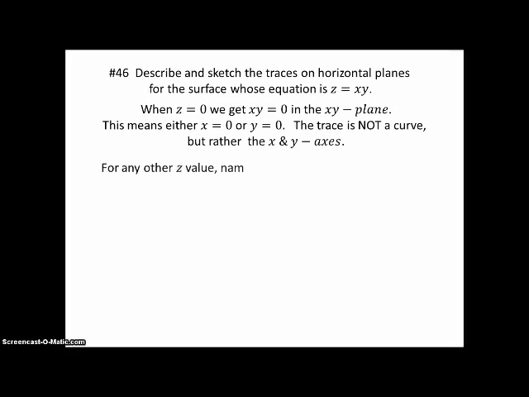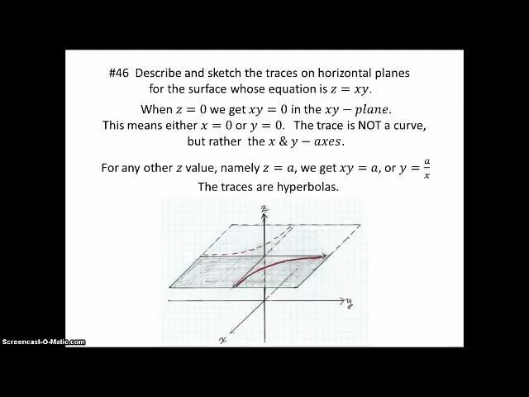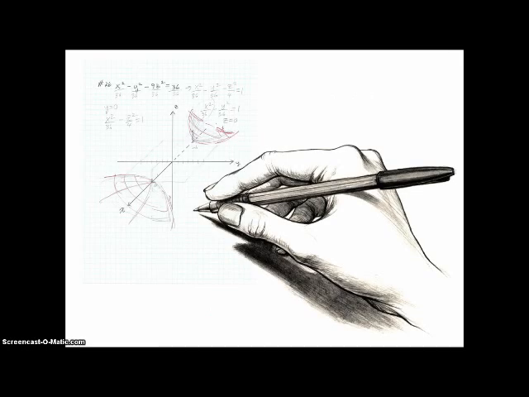So let's move on to any other z value, namely let z equal a. Then we get xy equals a, or y equals a over x, and these are equations of hyperbolas. And here's a picture. So now it's your turn to draw some pictures. Have fun, get your crayons out, and do a good job.